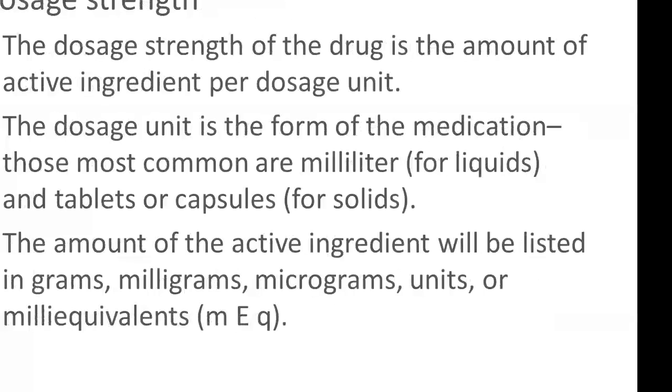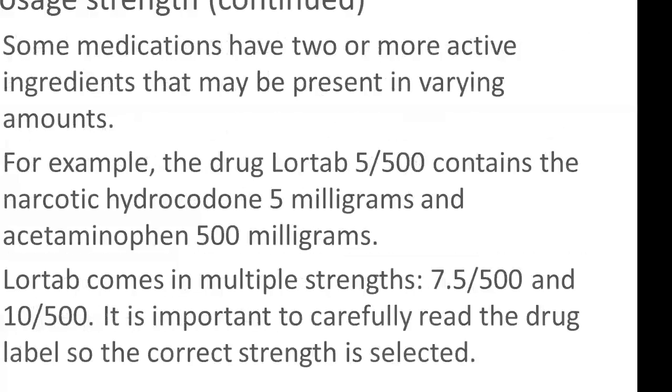And it talks about the dosage strength, and that's the amount of active ingredients per dosage unit, okay? And then some medications have 2 or more active ingredients that may be present in varying amounts. For example, the drug Lortab 5/500 contains the narcotic hydrocodone 5 milligrams and acetaminophen 500 milligrams. So that's just an example of a particular drug that you should know comes in these varying strengths.